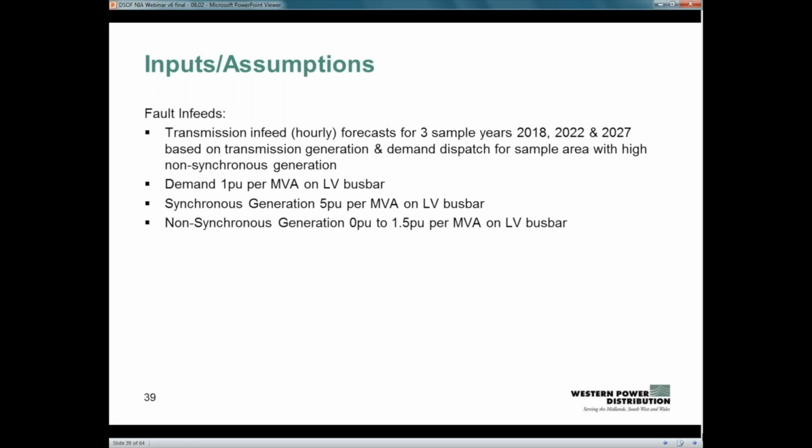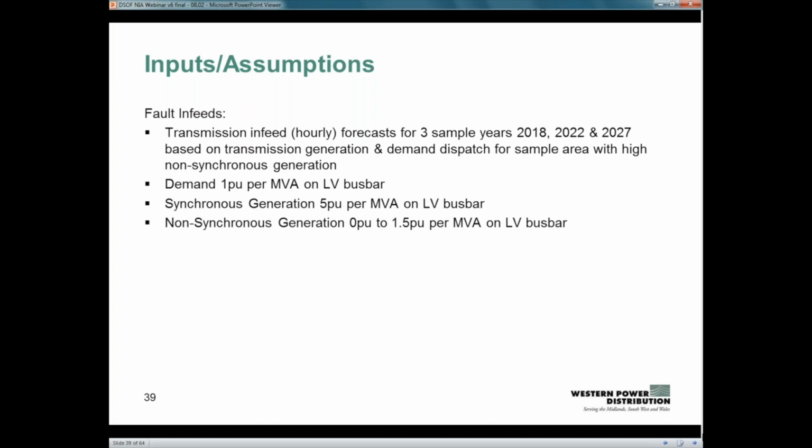We had hourly transmission fault level infeeds for 3 sample years, 2018, which is effectively now, 2022 and 2027. And that was based upon the transmission generation and demand dispatch for a sample area with a high non-synchronous generation output.